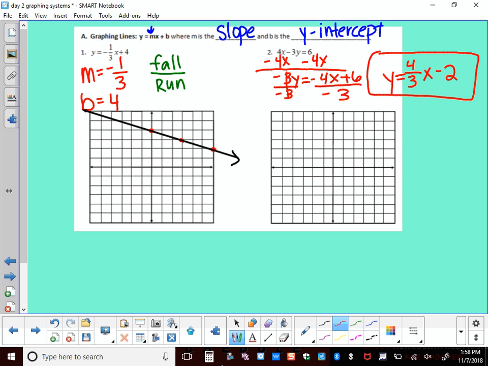Based on this line, what's my m? 4 over 3, and what's my b? Negative 2. Don't forget your negative. So I start at negative 2. And I'm going to rise 4 and run 3. So I go up 4 over 3. Up 4 over 3.